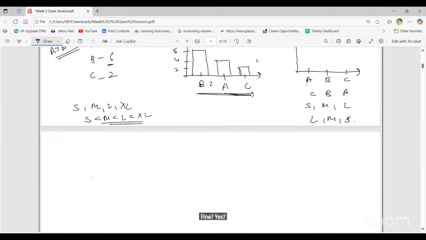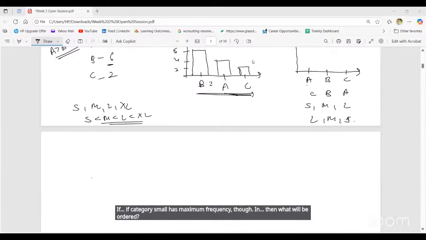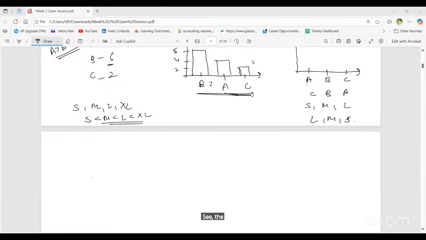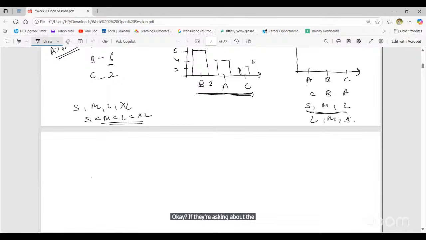Ma'am, ABC is also in order. Let's suppose category small has maximum frequency, then what will be the order? See, the main thing is, if it's ordinal data, you just have to think about the order of the data. That's it. If they're asking about the Pareto chart, the Pareto thing is, you just have to order the frequency. That's it.